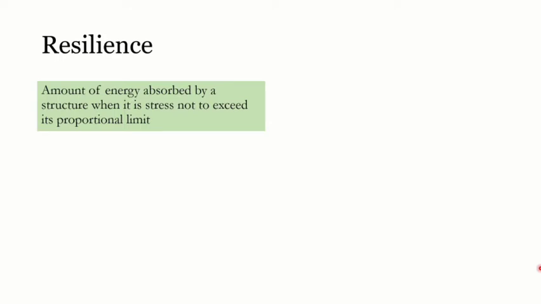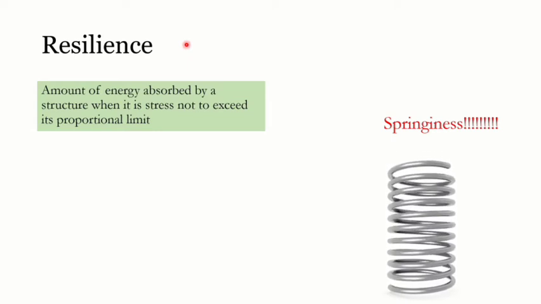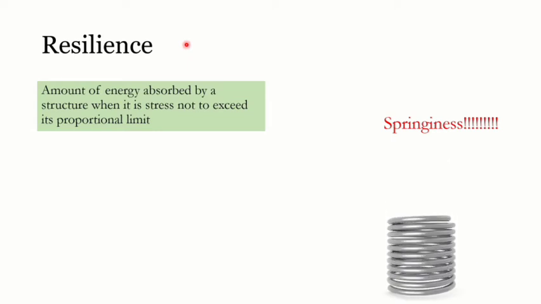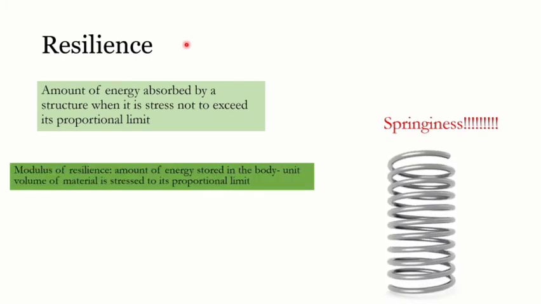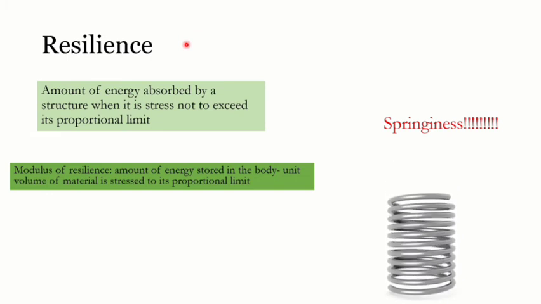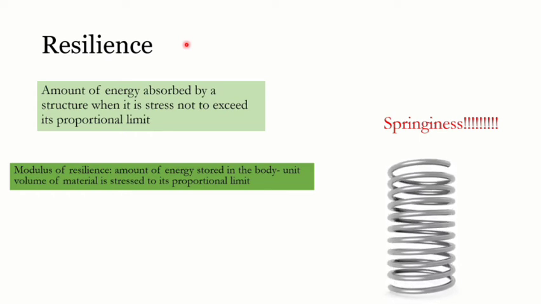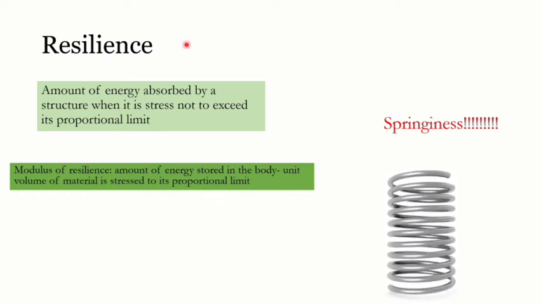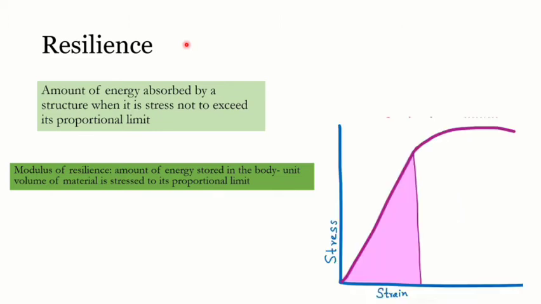Resilience again is an amount of energy. When a material is stressed before or within its proportional limit, it will develop energy which is absorbed by it. That is called resilience. It is also called springiness because a recoil tendency is still retained by the material. Resilience is measured by means of the modulus of resilience. This is the amount of energy that is absorbed and stored by it per unit volume of that material when it's stressed to its proportional limit.